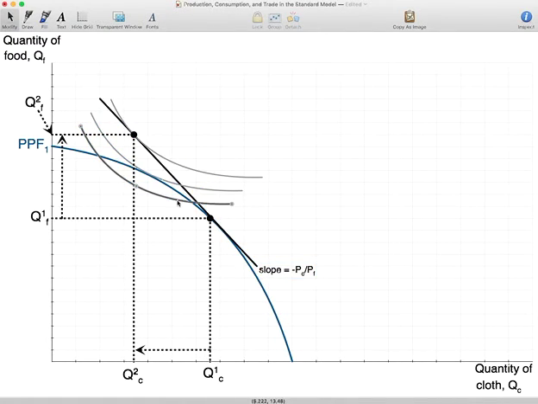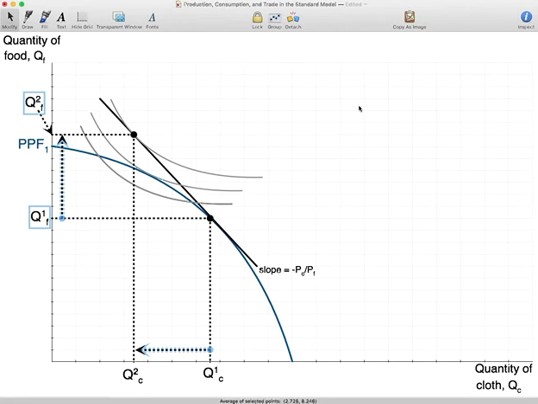So we have multiple indifference curves that occur here. We go to the one that is just tangent to the ISO value line, and that gives us the consumption level. So if we know originally what was being produced and now what is being consumed, we can come up with a level of exports. The difference between Q1C and Q2C is the level of exports right here. And the difference between Q1F and Q2F is the level of imports for food.